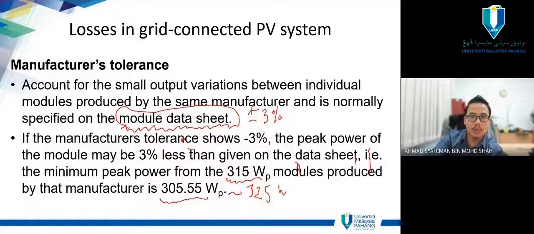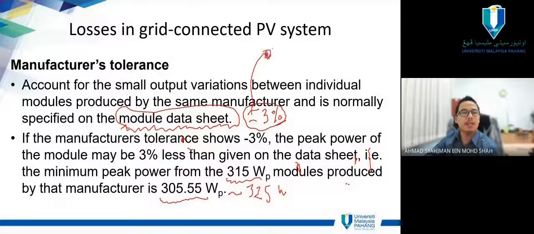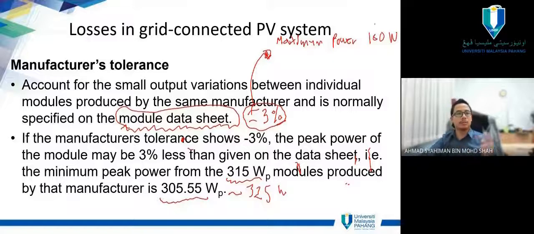Is there no example here? If this value is not given directly, how much percent is there? Minus 3%, 0, 10%, 5%, not mentioned anywhere, you still can find it. For example, in the sheet, the maximum power, 100 watt. That is the rated power of the module.